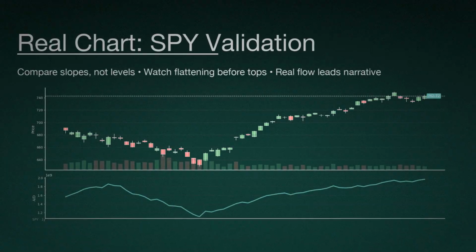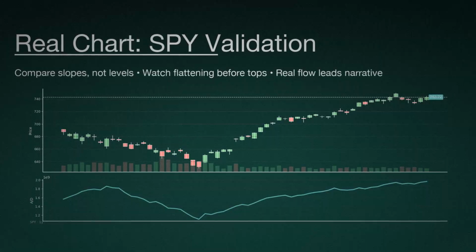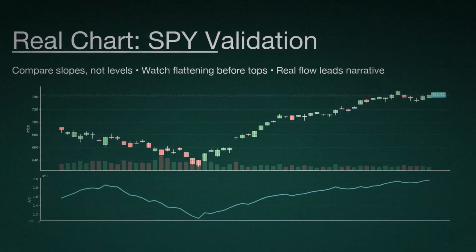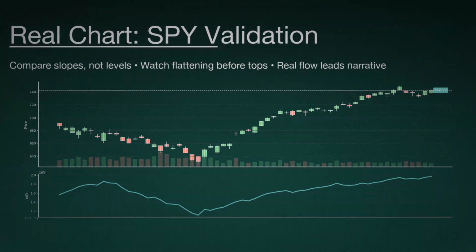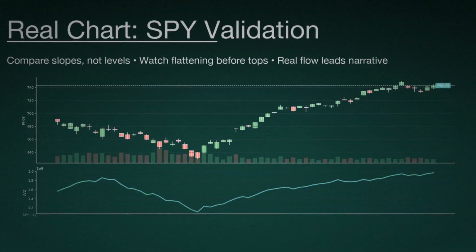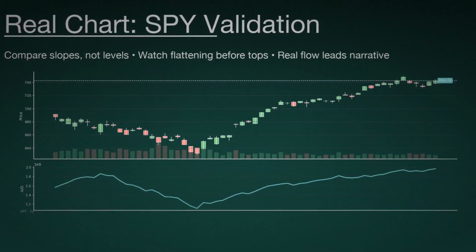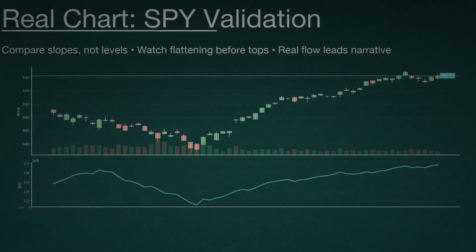Now let's pressure test this on real data. Look at SPY on the daily time frame. You can see periods where the A/D line either confirms a price breakout or quietly diverges before a correction. Notice how the line tends to telegraph distribution before the indices roll over, with the cumulative flow flattening even as headlines stay bullish. Train your eye to compare the slopes side by side, not the absolute levels.